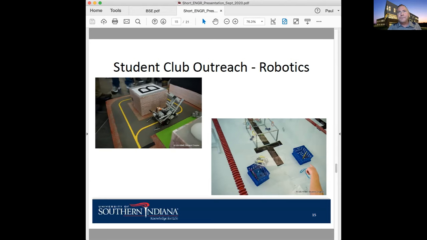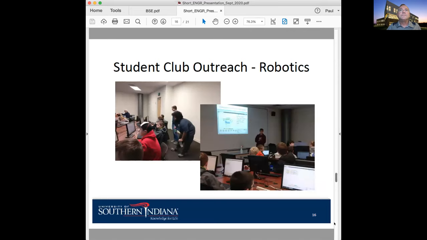This is our Lego robotics competition that our ASME team helps with the middle school kids. And here we have some students showing the kids how to do some coding up there on the board.